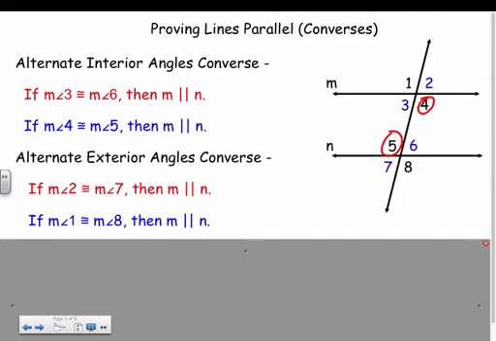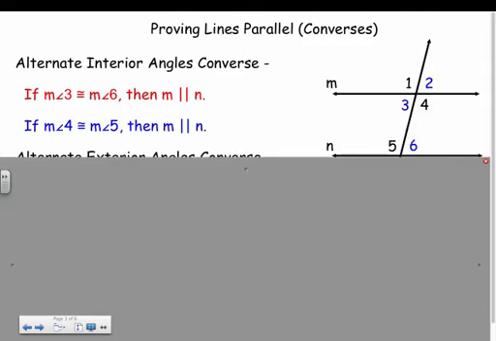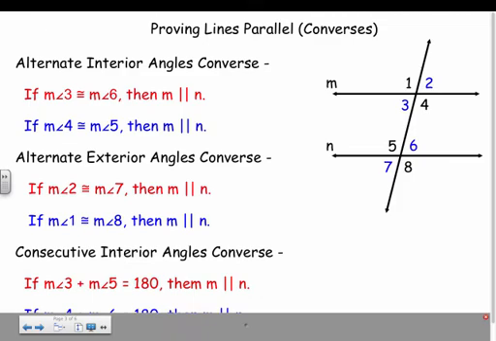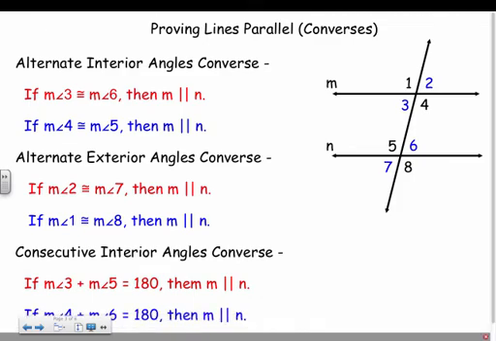Same thing for alternate exterior. If I say alternate exterior angles are congruent, then I could state that M is parallel to N. So if I said 2 is congruent to 7, I could say M is parallel to N. If I said 1 is congruent to 8 somehow in my proof, I could say M is parallel to N. And lastly, thinking outside of congruences, the consecutive interior converse. So now if I show the consecutive interior angles add up to 180, like 4 and 6, or if I said 3 and 5 added up to 180, I could say that M is parallel to N.